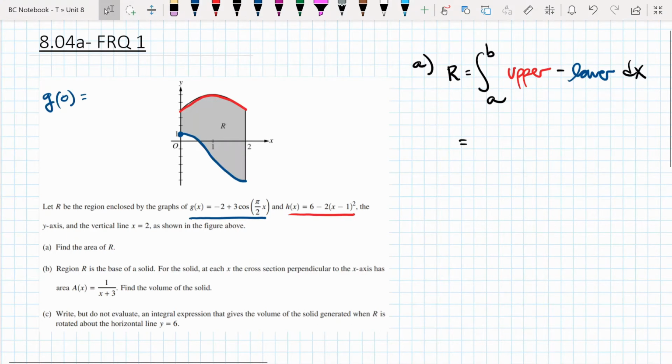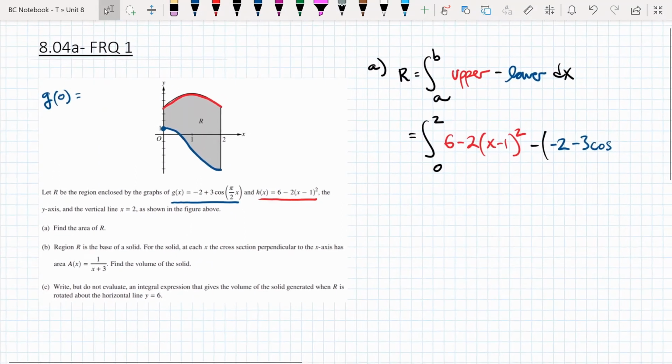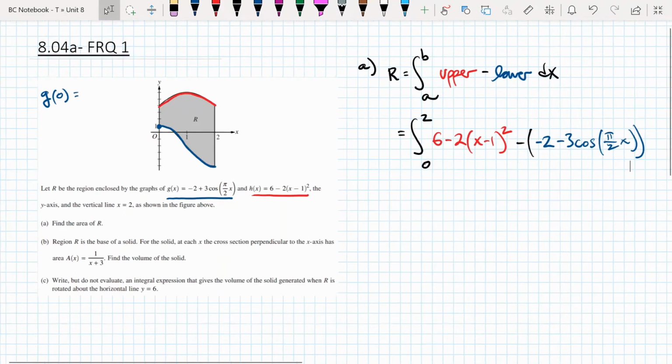Okay, so in this case, the a value, the starting x value is 0, and the ending x value is given to us. It's the vertical line x equals 2. And so what we're going to do now is plug in the upper function and subtract the lower function, which is, I'll write this in parentheses, negative 2 minus 3 cosine of pi over 2 times x. And then there's a dx over here.